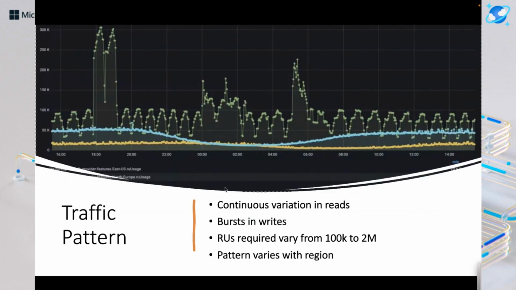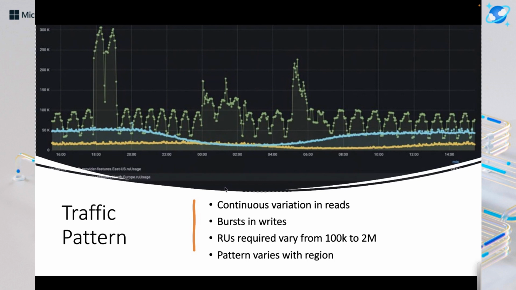Let's have a look at the traffic pattern that we have. As you can see, there are three colors at the top in the image: blue, yellow, and green. Each of these represents a different region. We have a single write region, which is the green one, and the other two are simply read regions. Reads are happening in all three regions, whereas writes are happening in only one region.